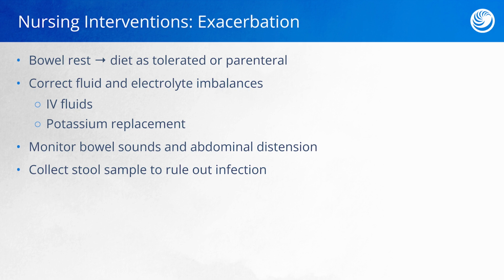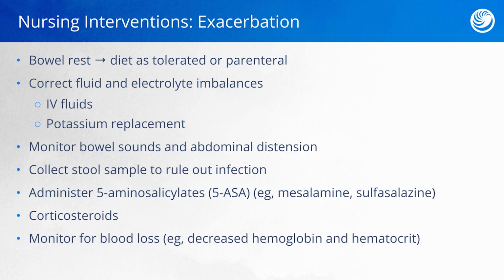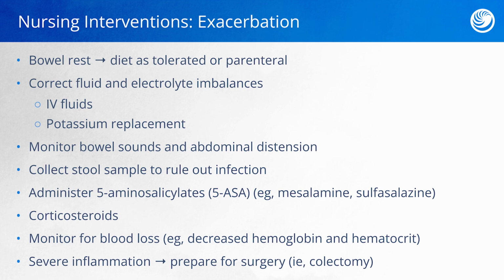There are certain medications that we give when it comes to inflammation, like 5-aminosalicylates, such as mesalamine and sulfasalazine. These medications are given primarily for inflammatory bowel disease and work especially well with ulcerative colitis to help reduce inflammation. Corticosteroids are also given for inflammation, however, they're used for a shorter period of time. We should monitor for blood loss. Again, the client can have a little bit of GI bleeding when it comes to colitis. And in severe cases, when medications or other interventions fail, we may need to prepare the client for surgery, such as a colectomy with or without ostomy creation.